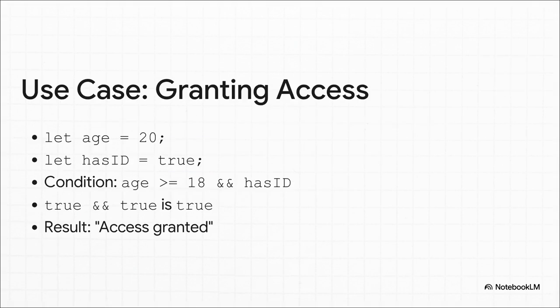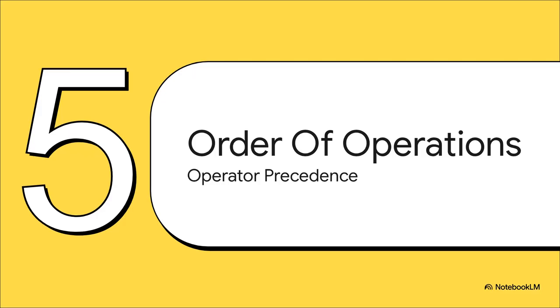Let's look at our real-world example. Say we're coding the logic for a nightclub entrance. The rule is, the user's age must be 18 or over, and they must have an ID. So in our code, the age is 20. Check, that's true. The variable hasID is also set to true. So because the part on the left of the AND is true, and the part on the right is true, the whole thing is true. Access granted.